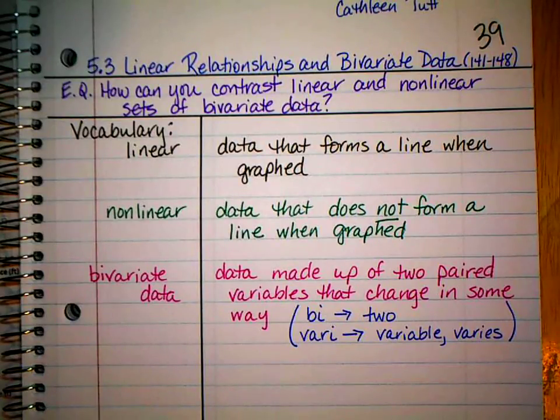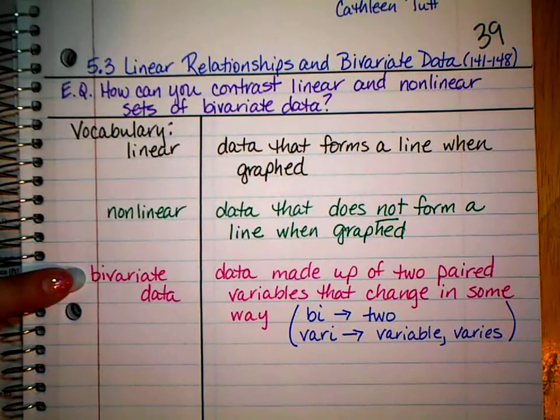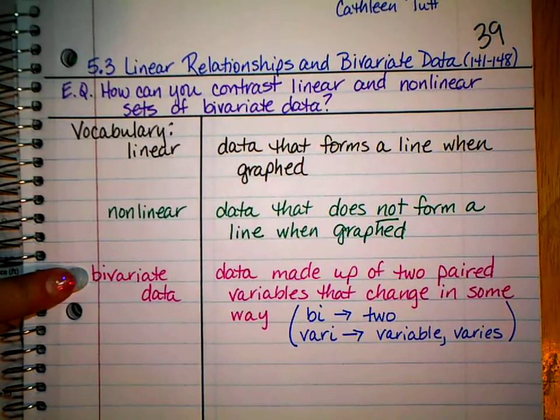We have vocabulary. I've already written it down. If you need to pause the video in order to get all of it copied, do so. Linear, data that forms a line when graphed. Nonlinear, data that does not form a line when graphed. Bivariate data. This is the one that we are really paying attention to today.